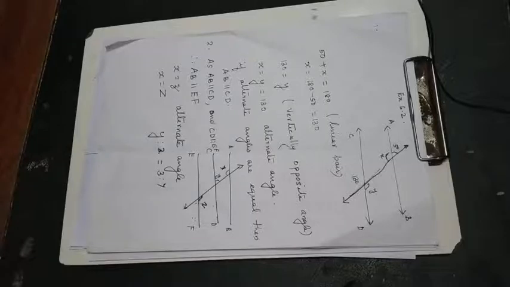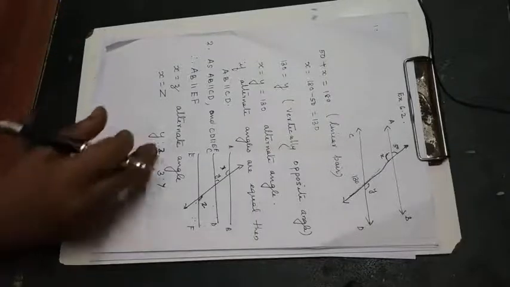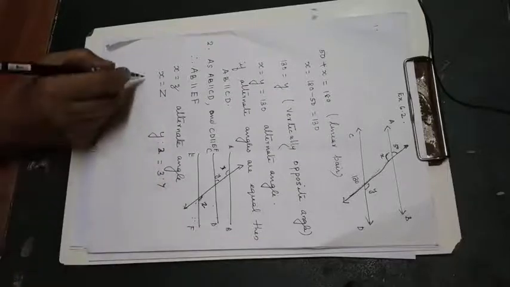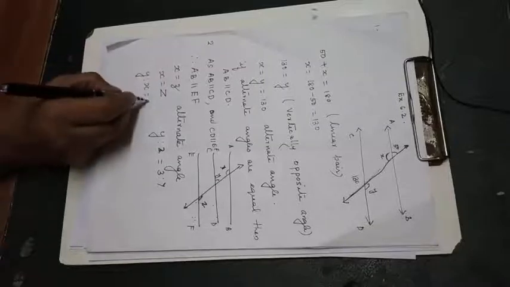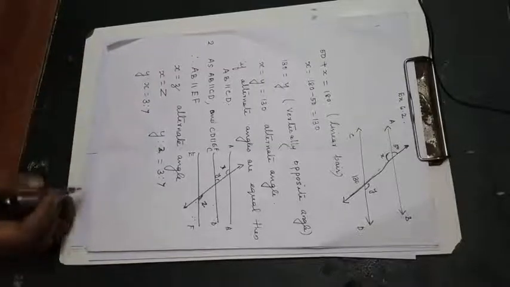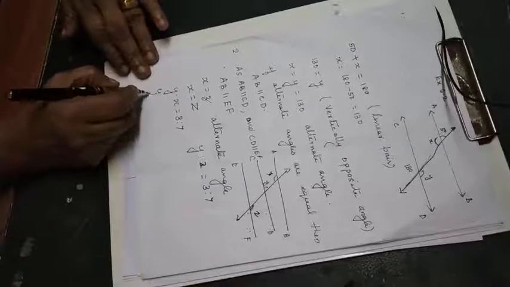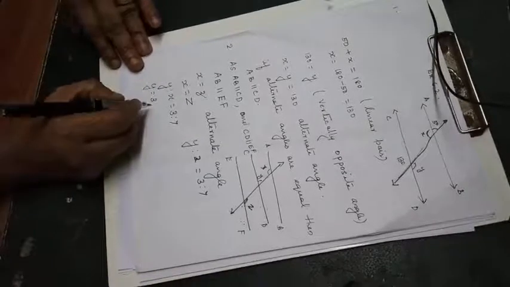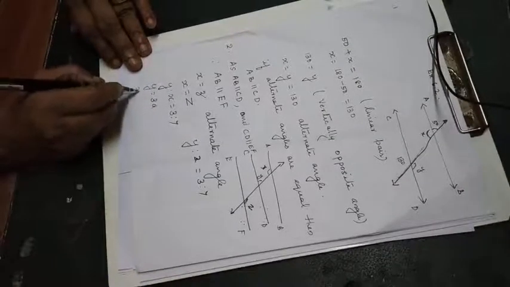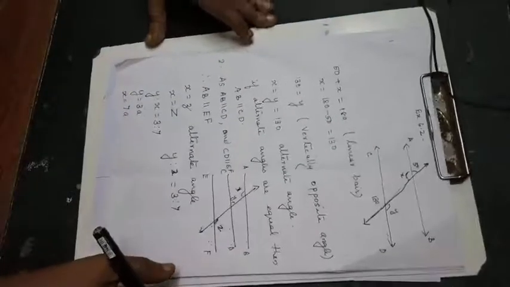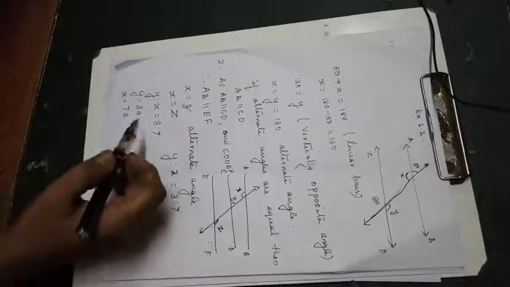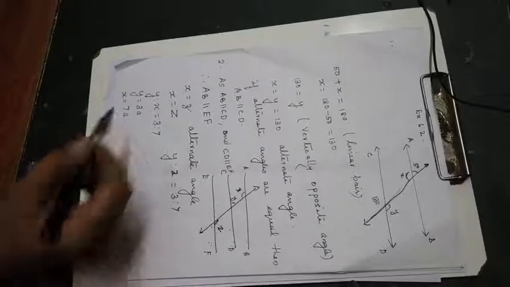Instead of Z, now can you write X? Yes. Why? Because Z is same as X. So Y is to X, that is equal to 3 is to 7. That means Y will be equal to 3a, and X will be equal to 7a. Usually we put X, but we cannot put X here because X is already given as an angle. Okay, let us put another one, small a.